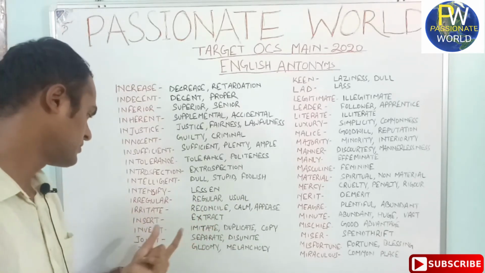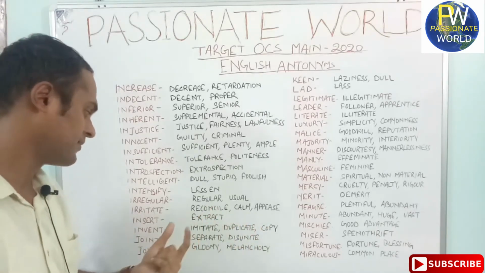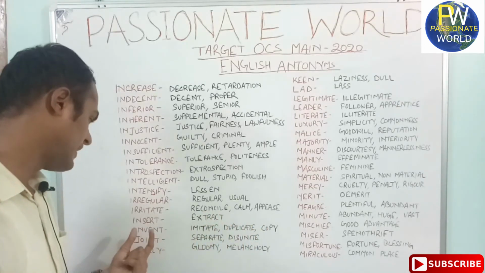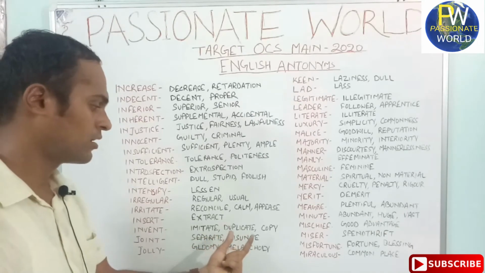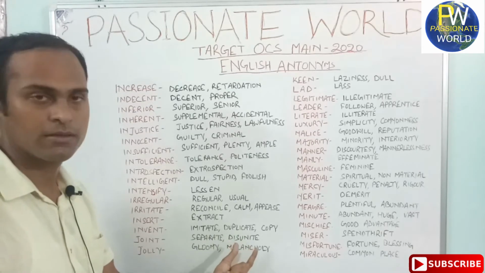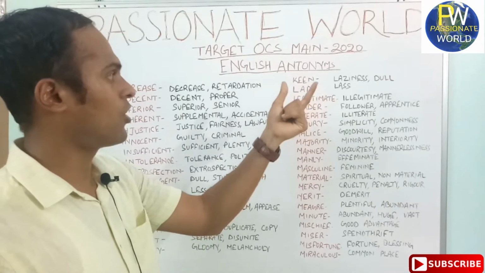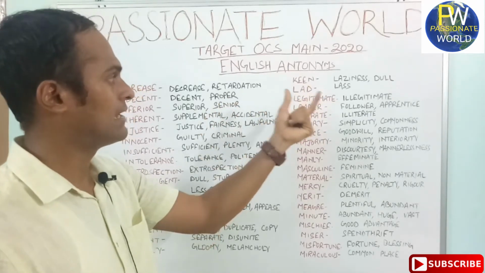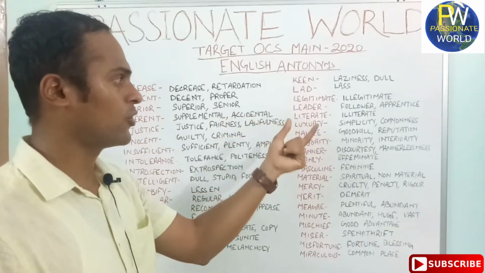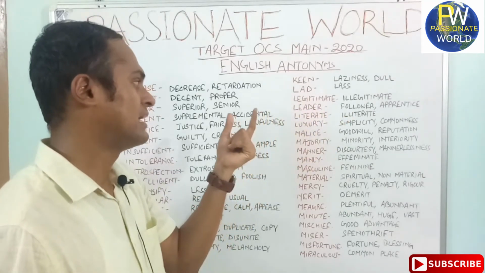Insert, extract. Invent, imitate, duplicate or copy. You can write all of the three: imitate, duplicate or copy. Then join, separate or disunite. Jolly, gloomy or melancholy. You can write both of these. Then keen, laziness or dull. Lad, lass. Legitimate, illegitimate. Leader, follower or apprentice. You can write both: follower or apprentice.